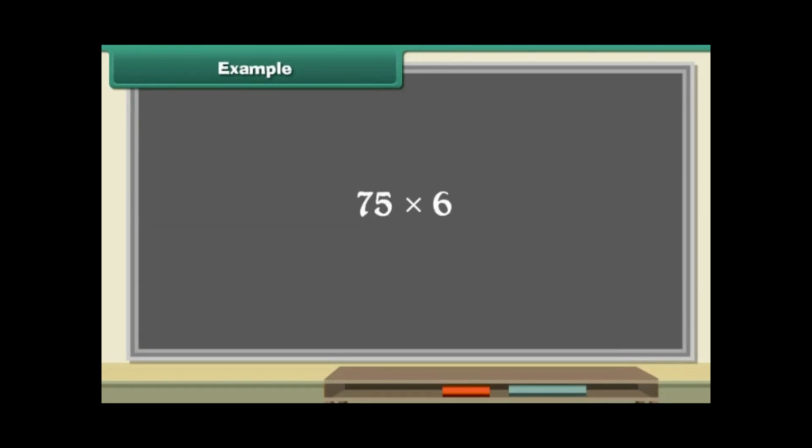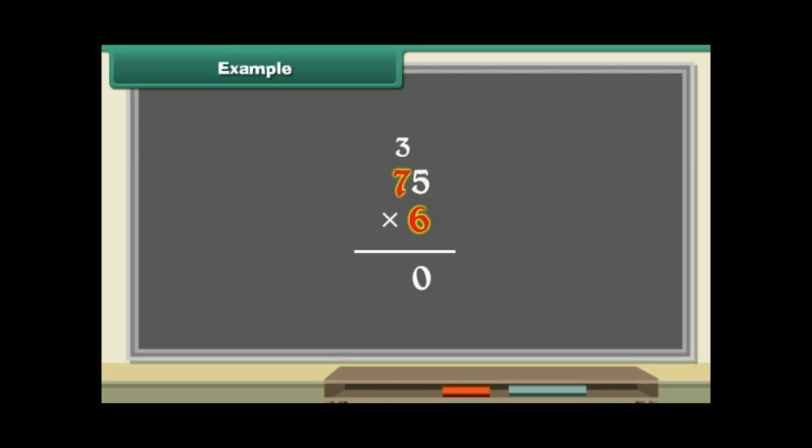Example: multiply 75 by 6. Place the numbers one below another. Multiply 5 by 6. 5 sixes are 30. Place 0 below 6 and 3 above 7.